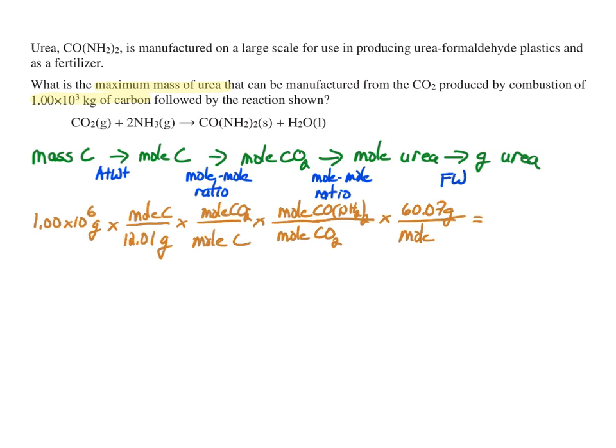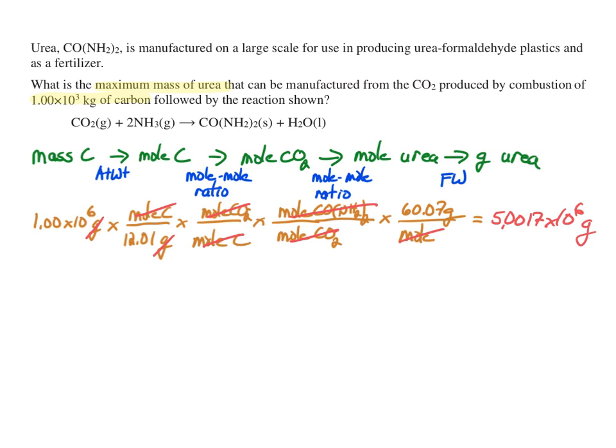Before we do our calculation, let's check our units. All right, grams cancel, moles carbon, moles CO2, and moles of our product. So we have grams of our product. We look good. So let's do our math. The calculator answer I get is 5.0017 times 10 to the sixth grams.